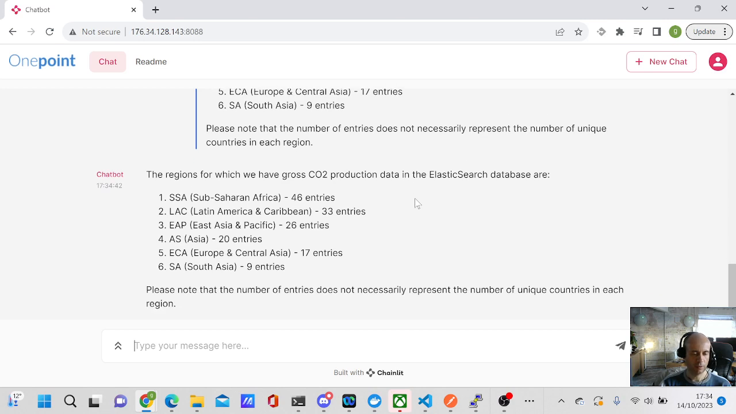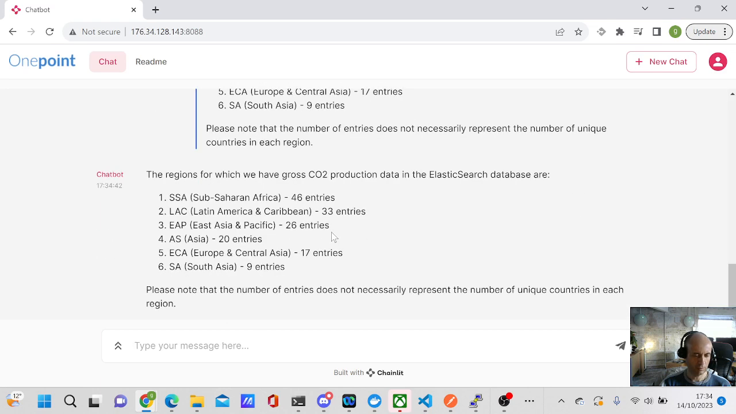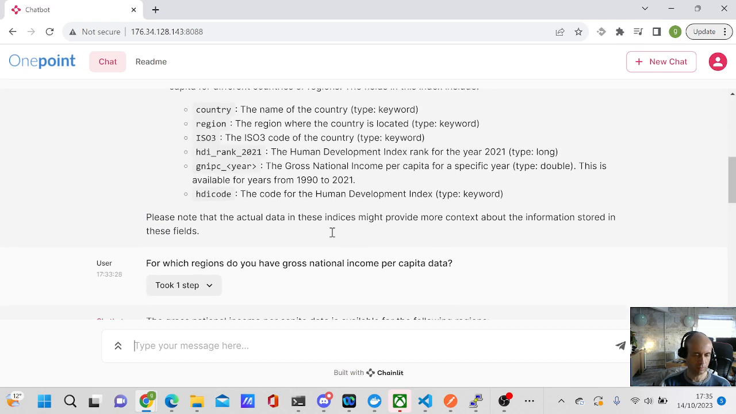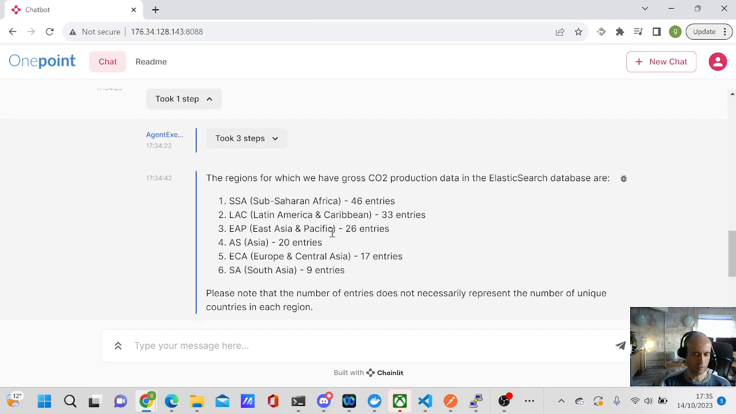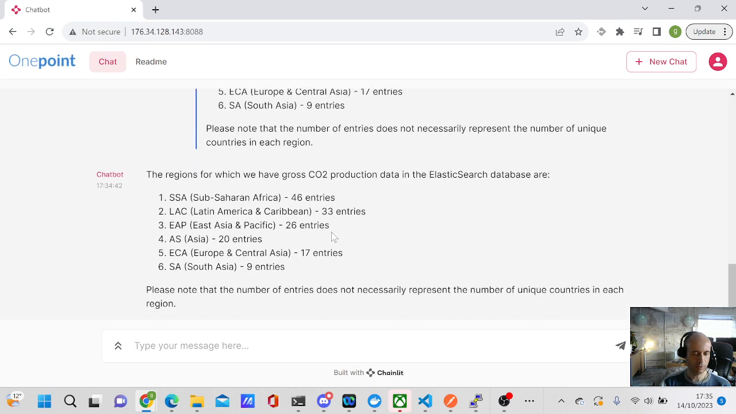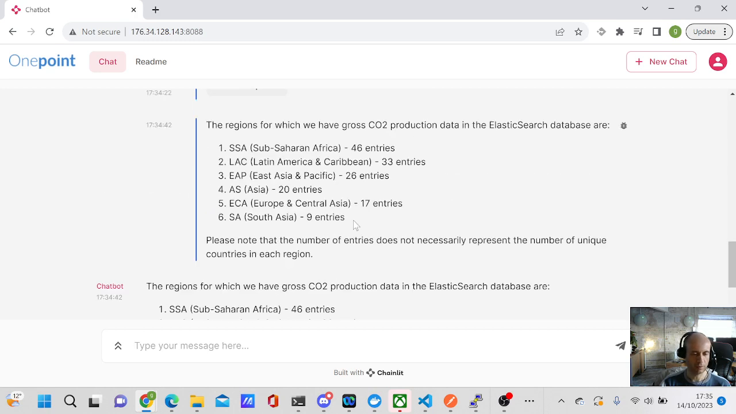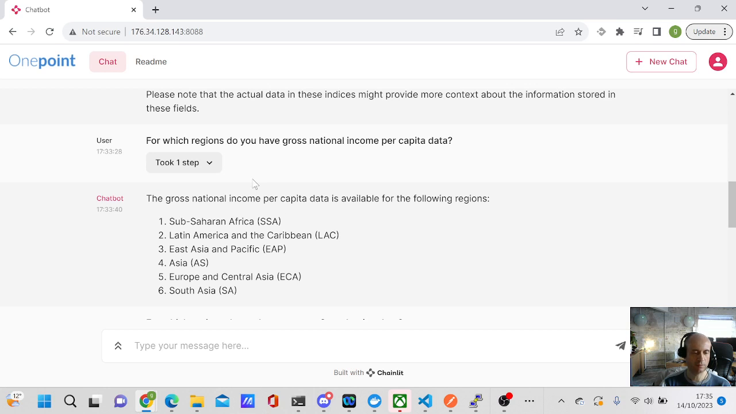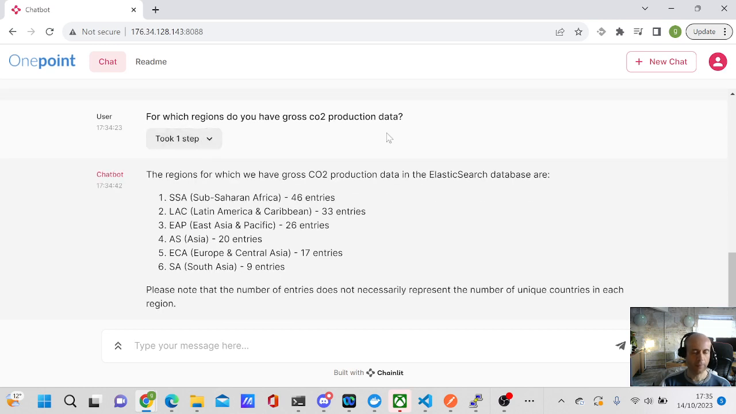Again I think it's pretty accurate, and you can see that the regions are similar in both. And actually the answer in this second one is a bit better, because it came up with the amount of entries per region, and in the first answer it didn't do that, but I also didn't ask for it. It was just nice to have. It's quite nice, this second answer, I must say.